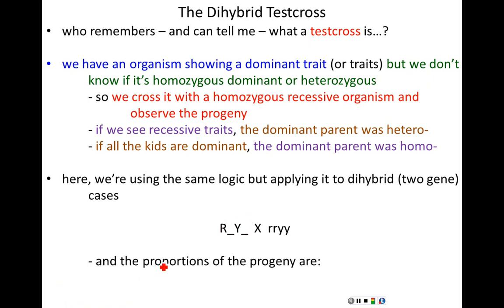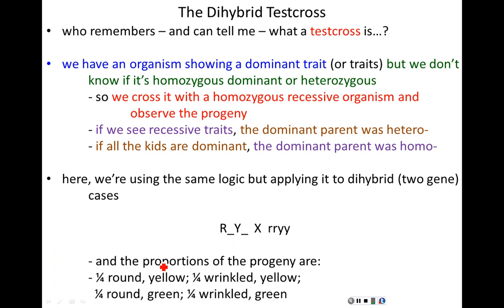So given this test cross, the proportions of the progeny wind up being 1/4 of them round and yellow, 1/4 of them wrinkled and yellow, 1/4 of them round and green, 1/4 of them wrinkled and green. Based on this, do you know the genotype of the dominant parent? Here's one of those cases where you really don't have to do any math.